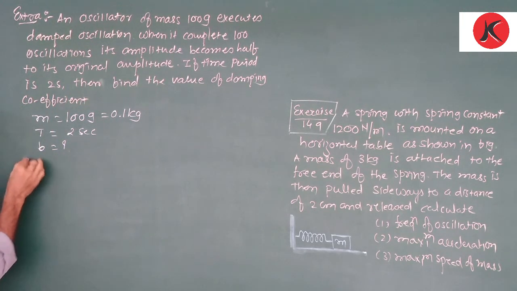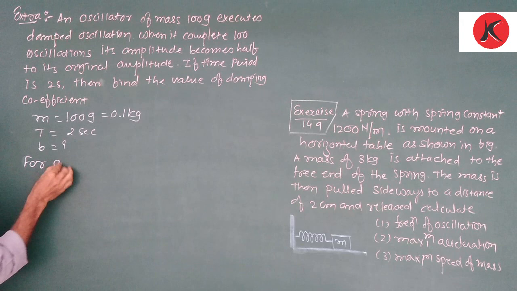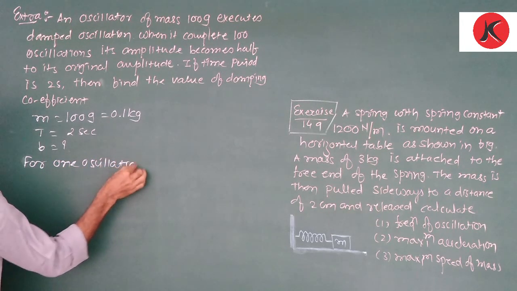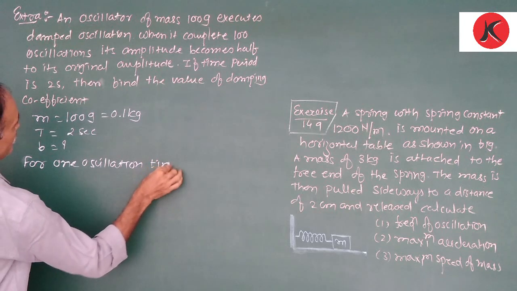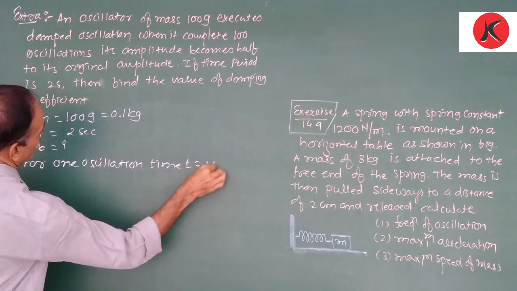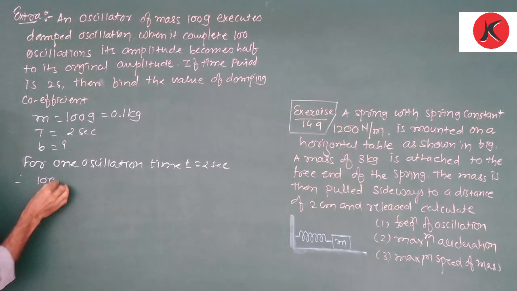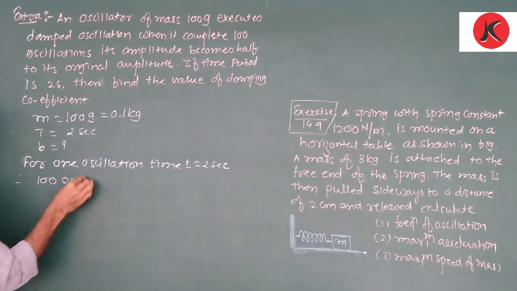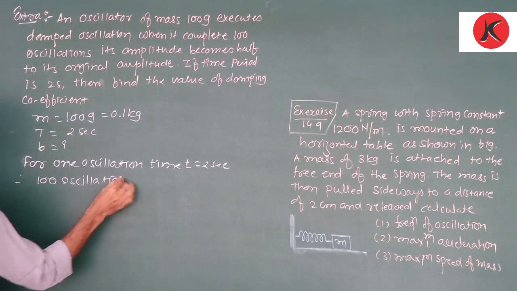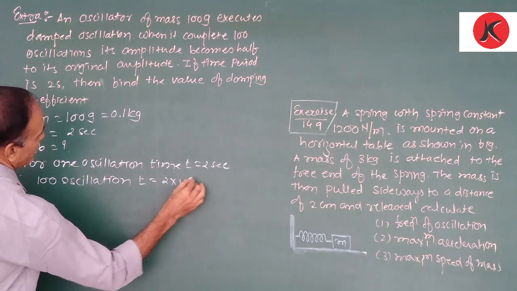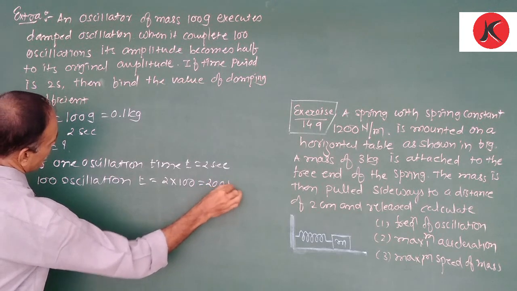Therefore, for one oscillation, time t is equal to 2 seconds. Therefore, for 100 oscillations, time t is equal to 2 into 100, that means 200 seconds.